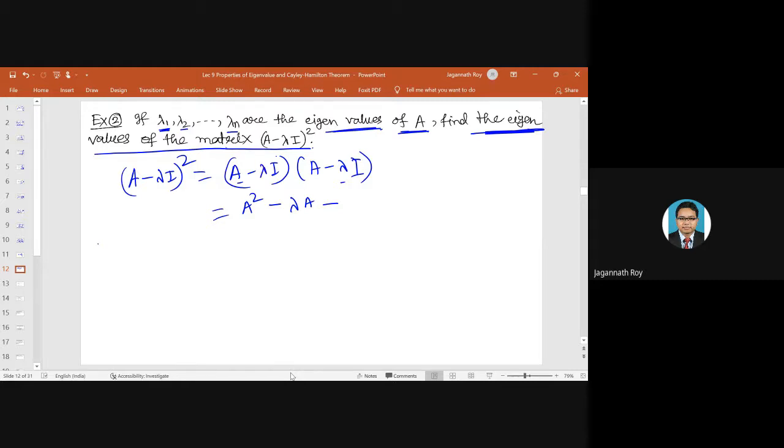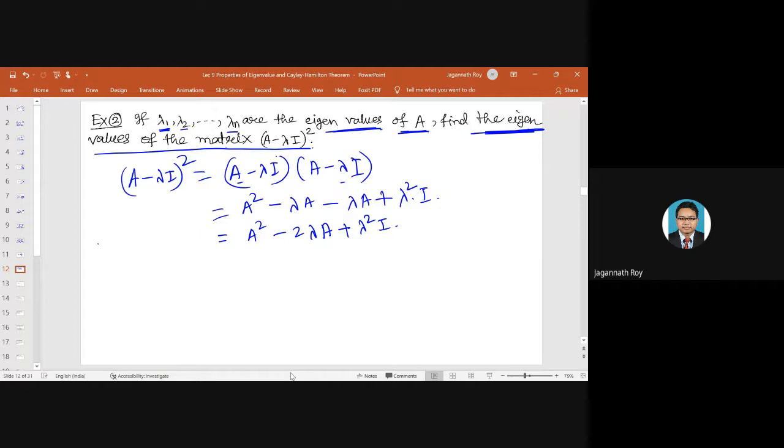So this is minus lambda A and then plus lambda I square. Again, it will be nothing but lambda I, lambda square into I times I, which is I. So this is nothing but A square minus 2 lambda A plus lambda square I.